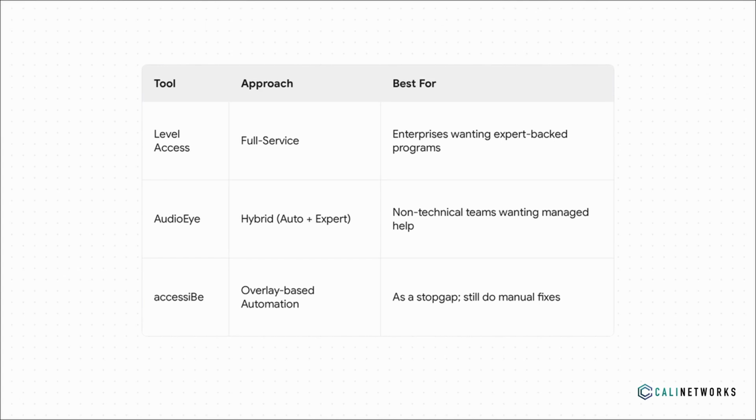You've got these full-service platforms like Level Access, which offer expert-backed programs usually for big enterprises. Then you have hybrid solutions like AudioEye, which mix automation with some expert help. And finally, you have overlay-based tools like Accessibility. Now, these try to fix issues by adding a new layer of code on top of your site. I gotta tell you, these are pretty controversial. They don't fix the underlying code and can sometimes create brand new problems. They're best seen as a temporary band-aid while you work on the real permanent solution.